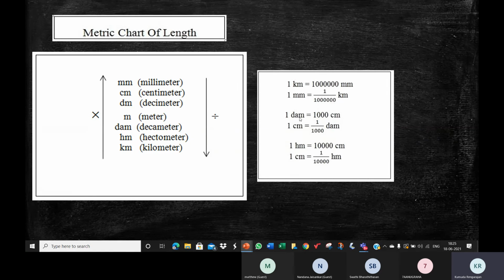1 decameter is 1000 centimeter. No, children, the meaning is fine. I'm just saying this can be read more easily instead of saying 10 lakhs and all that. So 1 decameter is 1000 centimeter because 1, 0, 0, 0, from decameter to centimeter. 1 followed by 3 zeros. So 1 decameter is 1000 centimeter.